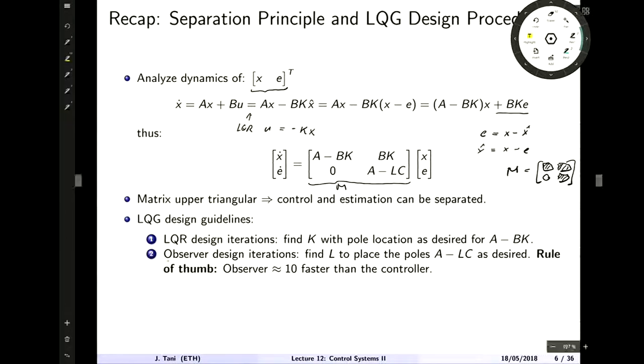So how would you go about doing that on the DocuBot? Well, first you do the control part. So you design the LQR controller and you place the poles of A minus BK. Once you're done with this, you go on and you do the estimation problem. So you would place the poles of A minus LC, and of course you don't have to do that on the DocuBot. The rule of thumb is that the observer should be about 10 times faster than the controller. So that's typically a good rule for getting a good performance.